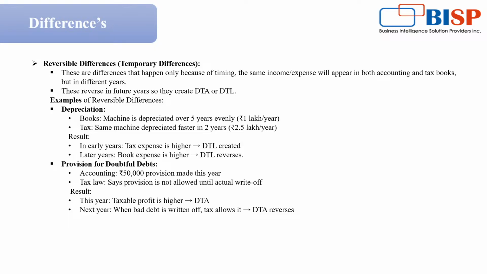So for example, we will start with the reversible one. Some income or expense appears in both the books and taxes, just in different years. We have already talked about depreciation and bad debts, etc. Examples are depreciation mismatch, provision for doubtful debt, and so on.